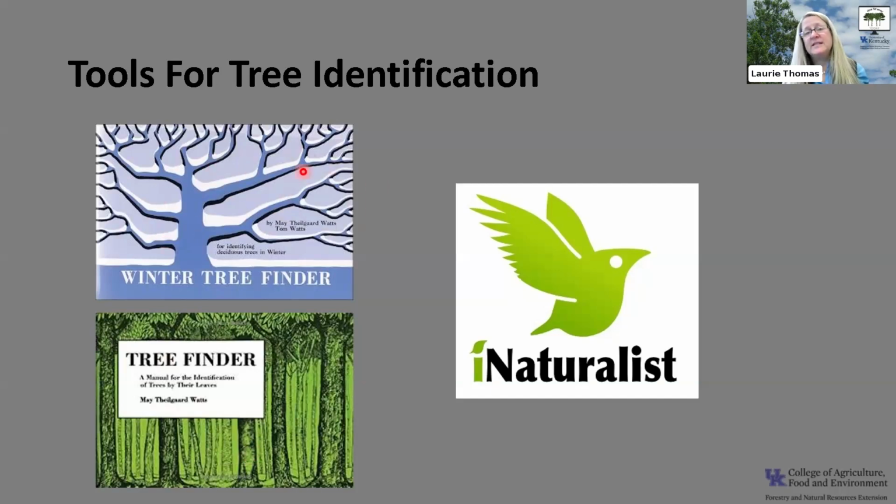This is for trees that do not have leaves in the winter, which we do have one or two of our needle type trees, think bald cypress, that do lose their needles in the winter. But this is a great little resource, inexpensive. Like I said, pocket guide. It's got a scale on the back.